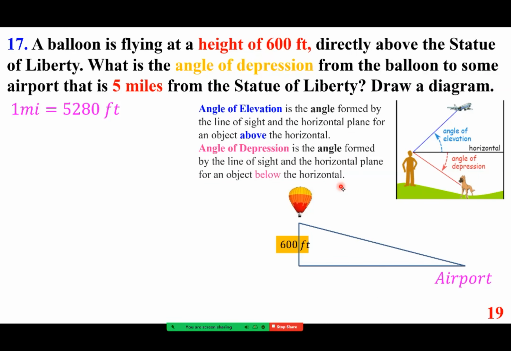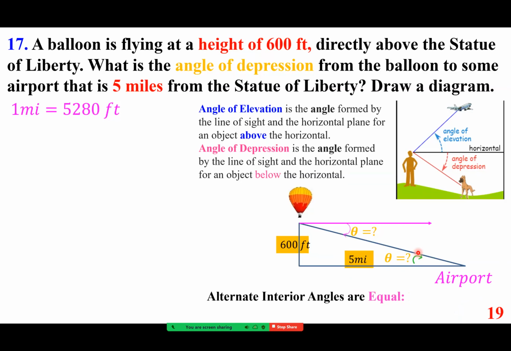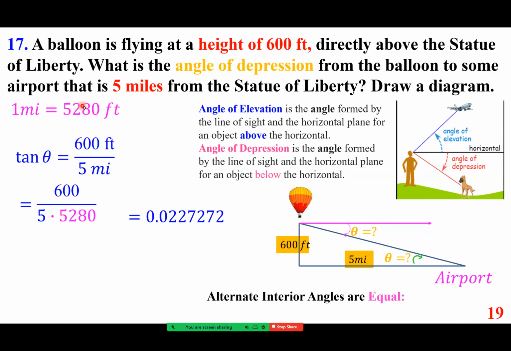So with that being the case, here's the balloon. Here's 600 feet, here's an airport 5 miles away, and here's the angle of depression, which is of interest to us. And this is identical to this, known as alternate interior angles. And so tan of this is the opposite over the adjacent. We have to go either with miles or feet. Both of them must be identical. So it's easier to change this to 5 times 5280. And theta is tan inverse of this number.